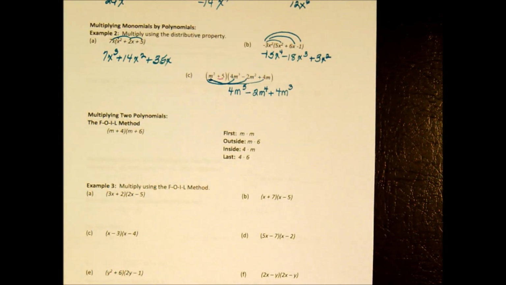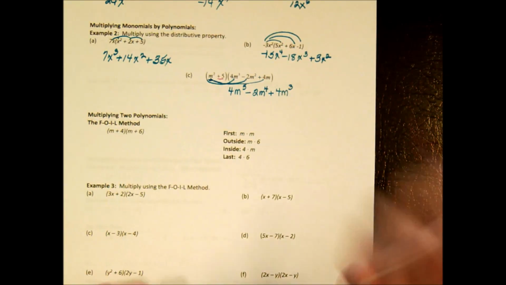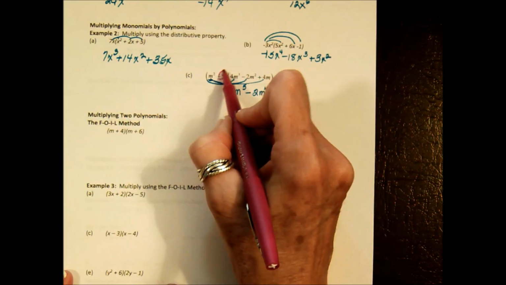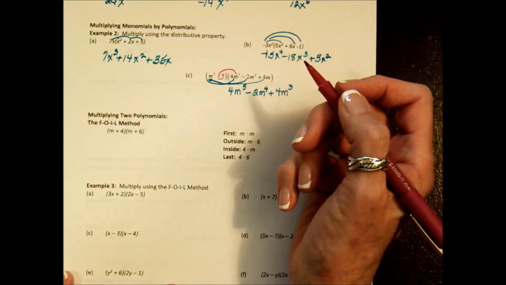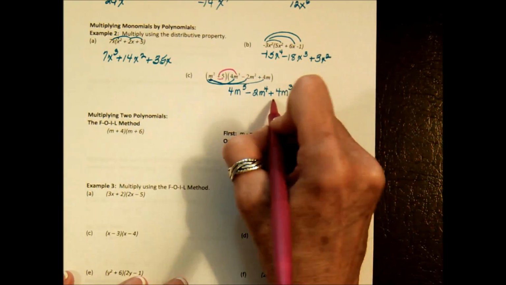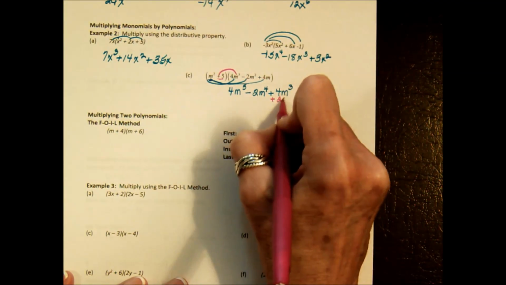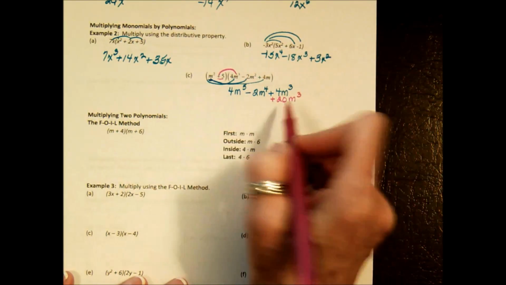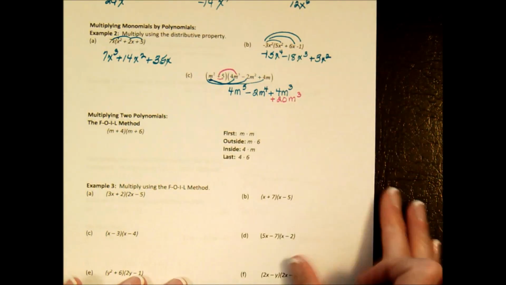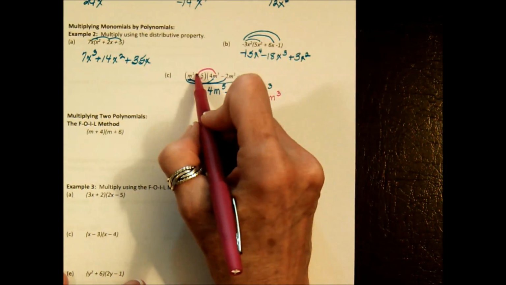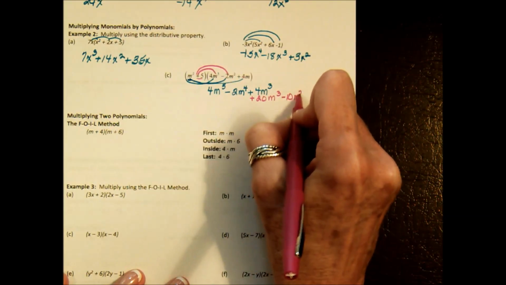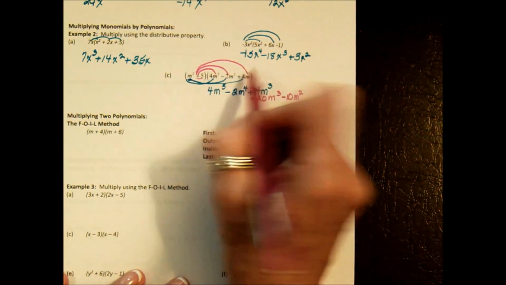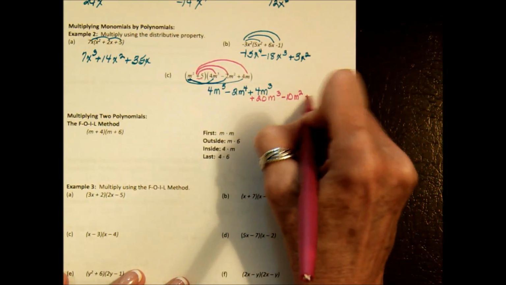Now, that is when I distributed the m squared. Now I'm going to distribute this positive 5. So positive 5 times 4m cubed is positive 20m cubed. Now I want to show you where I'm going to write that. I'm going to write it underneath the one that is its like term, the m cubed. Now positive 5 times negative 2m squared is negative 10m squared, and positive 5 times positive 4m is positive 20m.